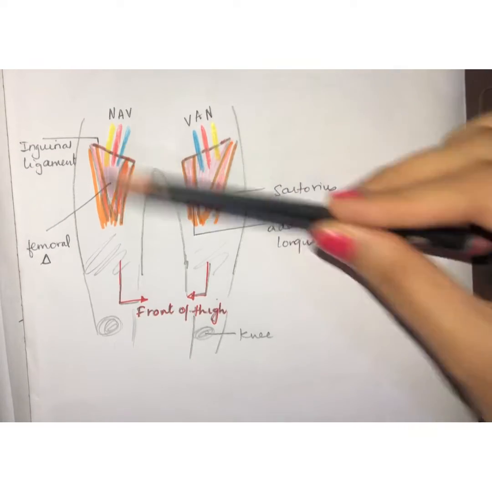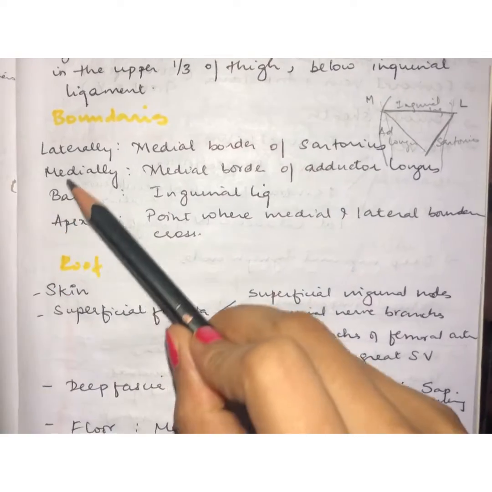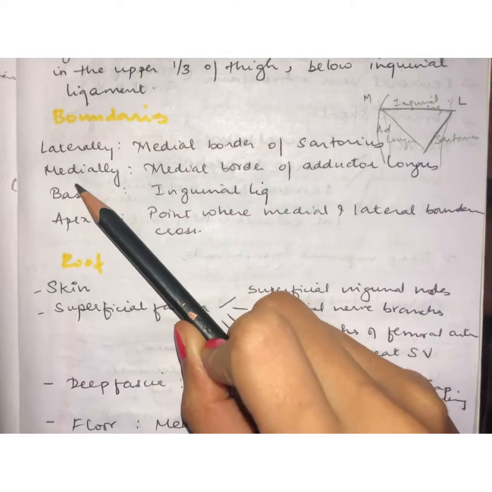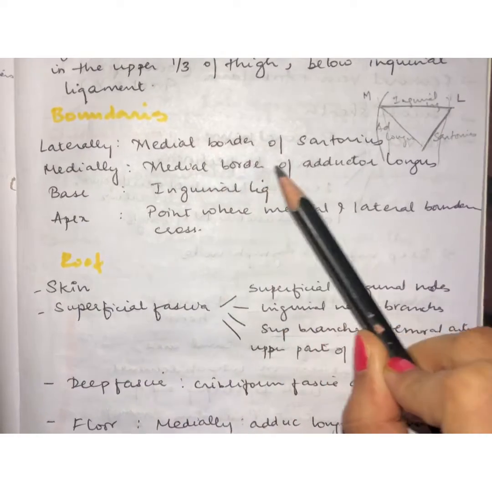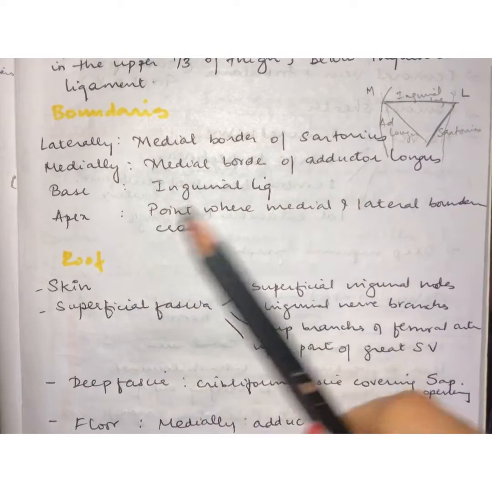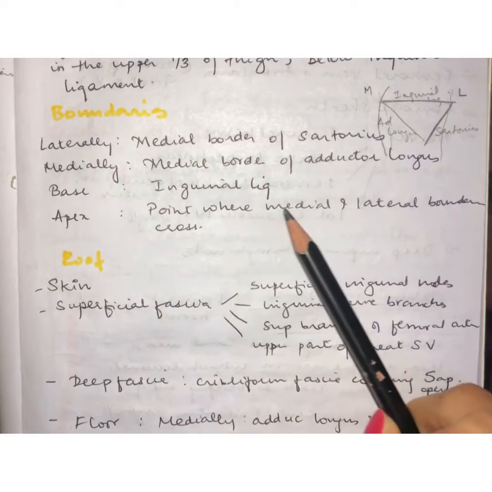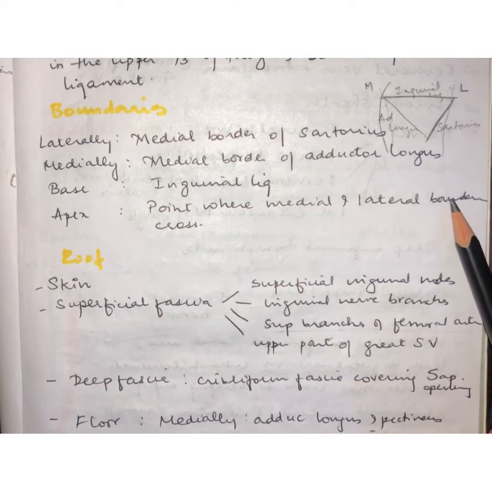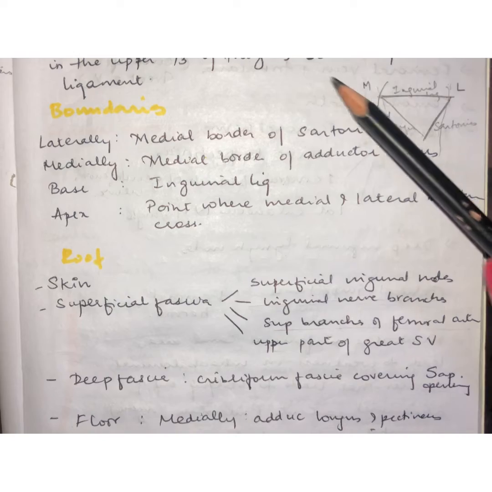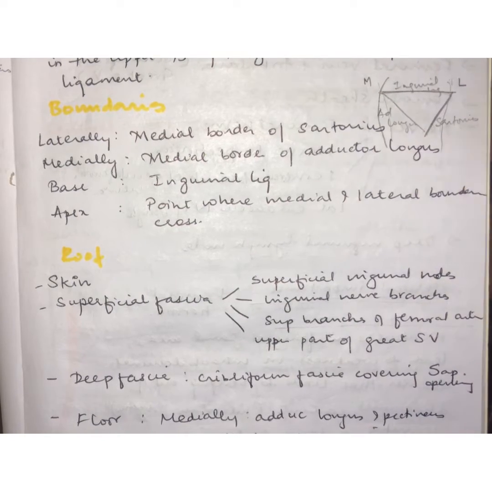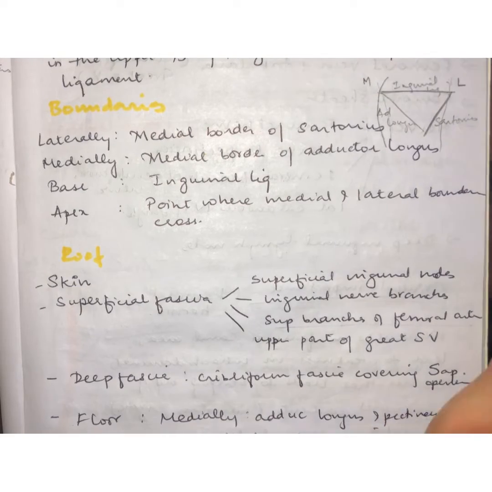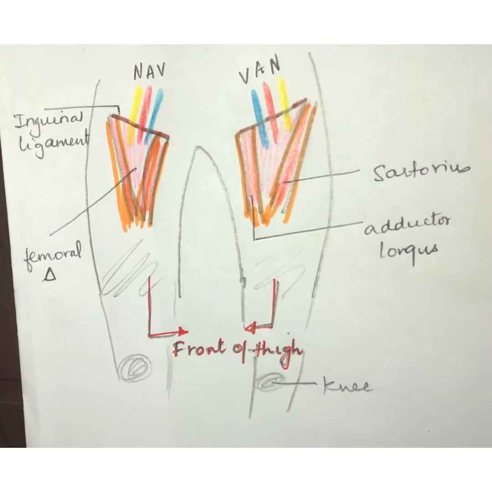Boundaries: laterally by the medial border of the sartorius, medially by the medial border of the adductor longus muscle, the base by the inguinal ligament, and the apex is pointed where both the medial and lateral borders cross each other. So this is the base. The medial side is by the adductor longus, lateral side by the sartorius, and the base is made by the inguinal ligament. This is the front of the thigh.